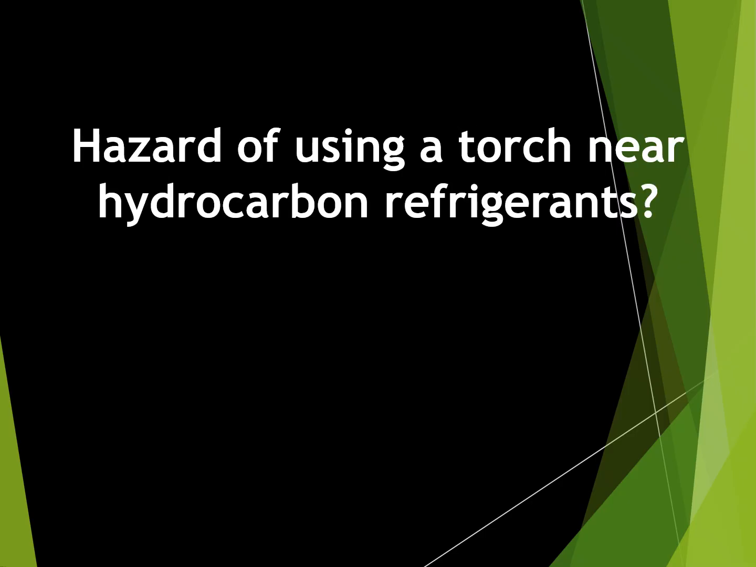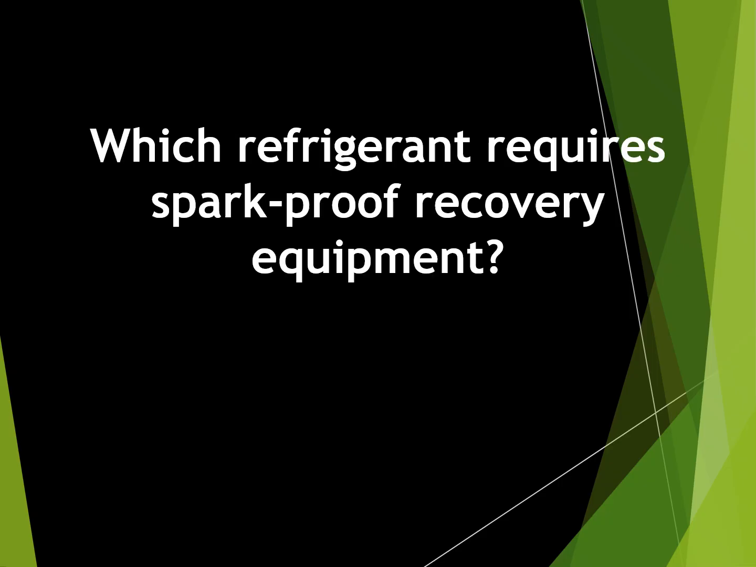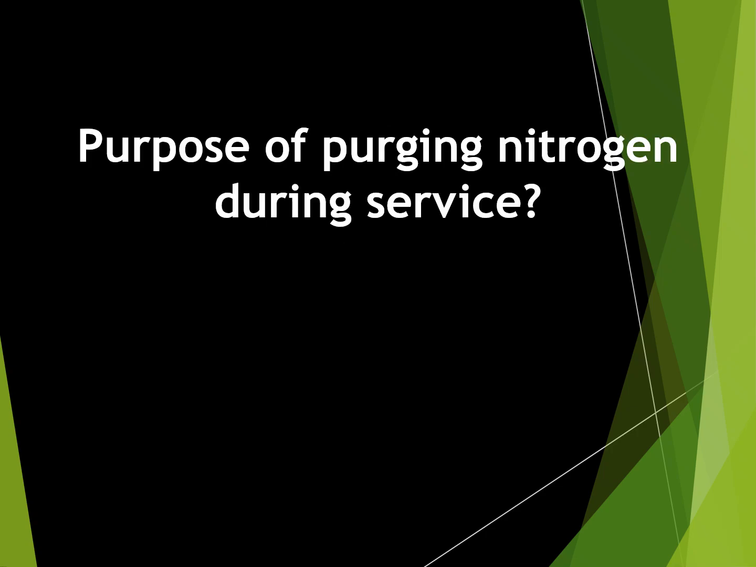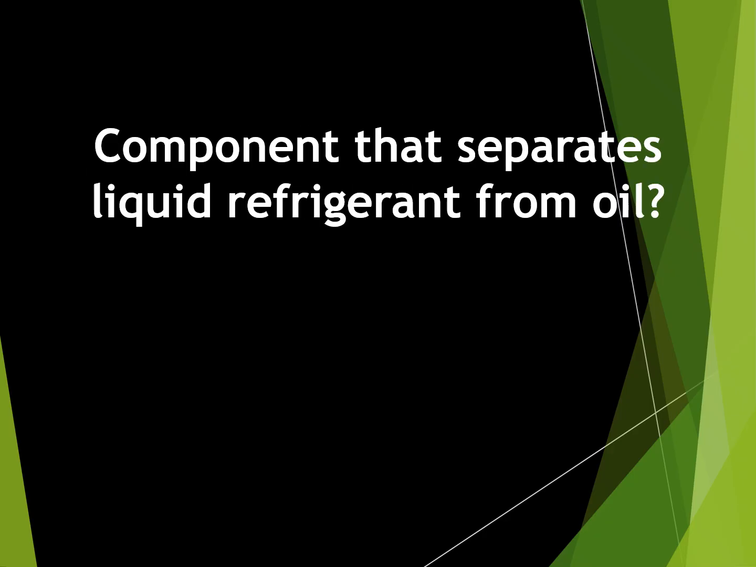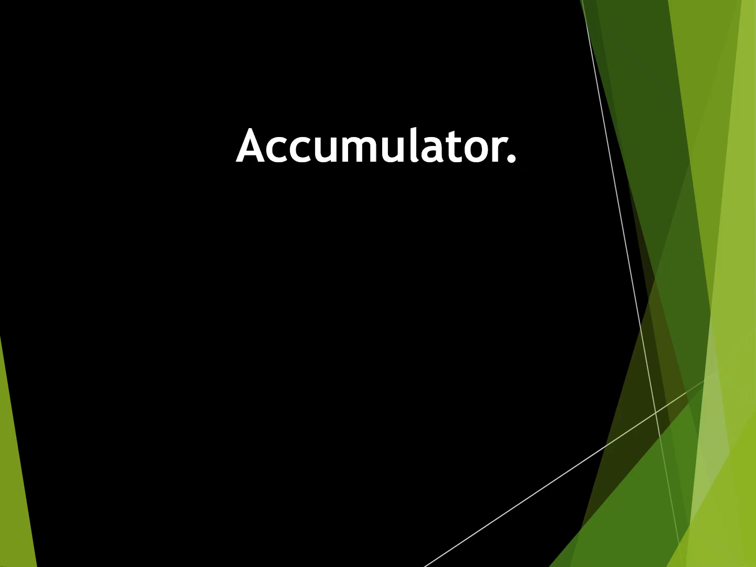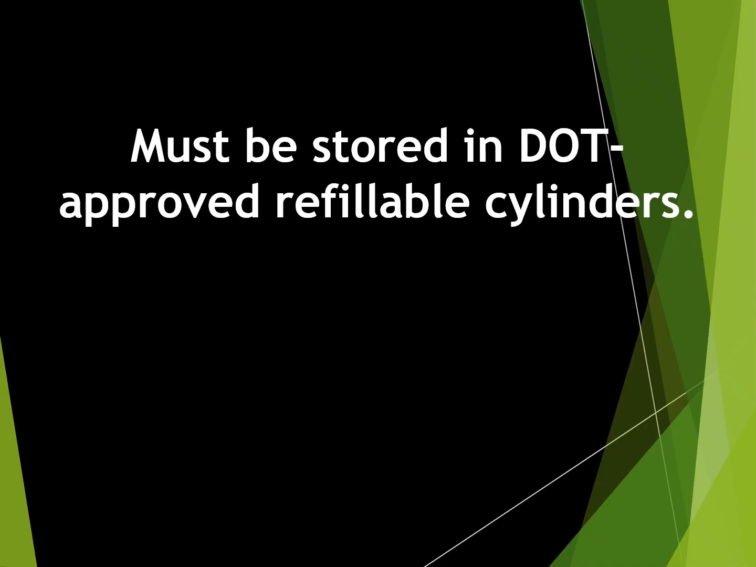Hazard of using a torch near hydrocarbon refrigerants. Explosion risk. Which refrigerant requires spark-proof recovery equipment? R600A. Purpose of purging nitrogen during service. Prevent oxidation during brazing. Component that separates liquid refrigerant from oil. Accumulator. EPA requirement for storing recovered refrigerant. Must be stored in DOT-approved refillable cylinders.